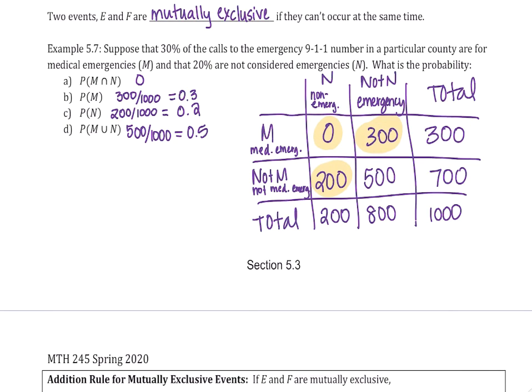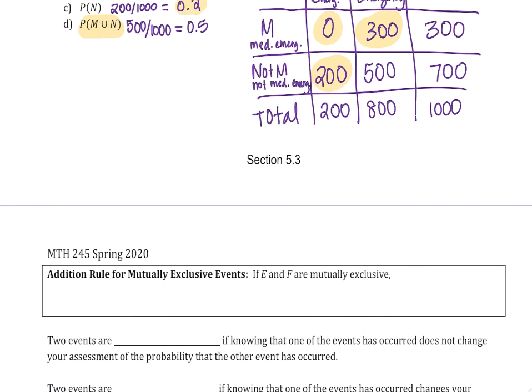I want you to notice something. We had 2 mutually exclusive events. It didn't make sense to have a medical emergency and a non-emergency. So those 2 events were mutually exclusive. And then we find 2 very useful things. The probability of the AND must be 0, and the probability of the OR happens to be the sum of the two events. And that is not an accident. That will always happen.